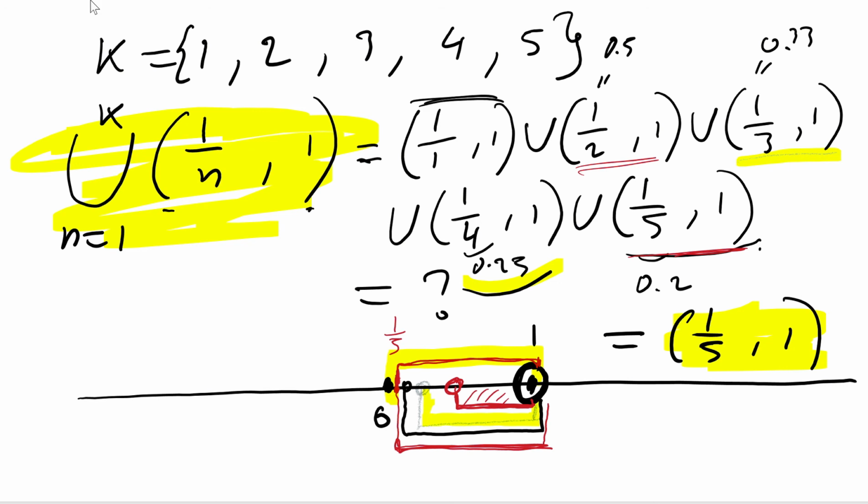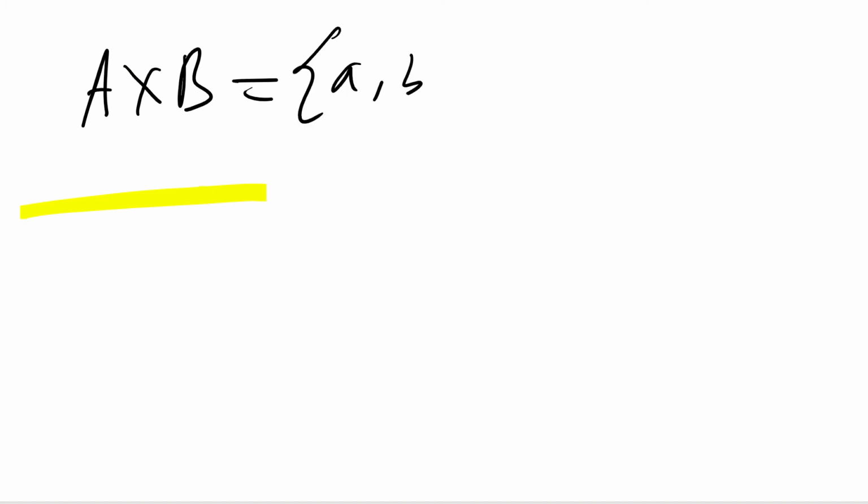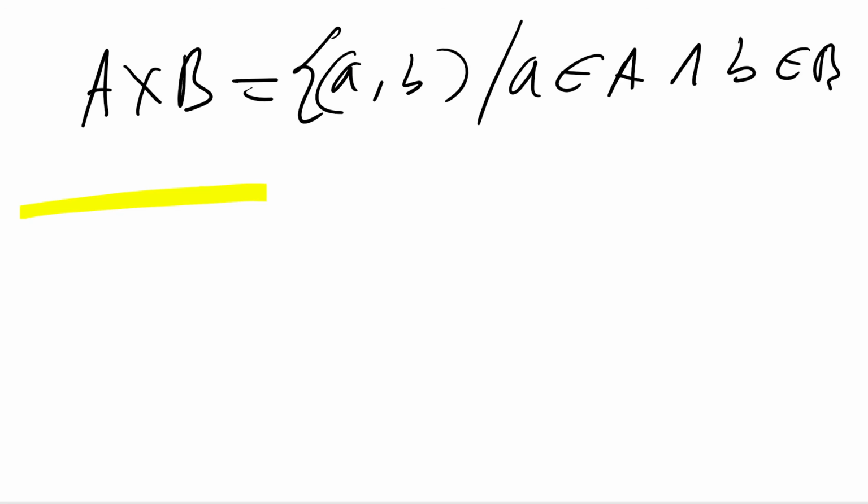And before we close, I want to emphasize one more thing. When you have two sets, A cross B, which I gave you last time, is the set of pairs (a, b) such that a is in A and b is in B. So this is A cross B.